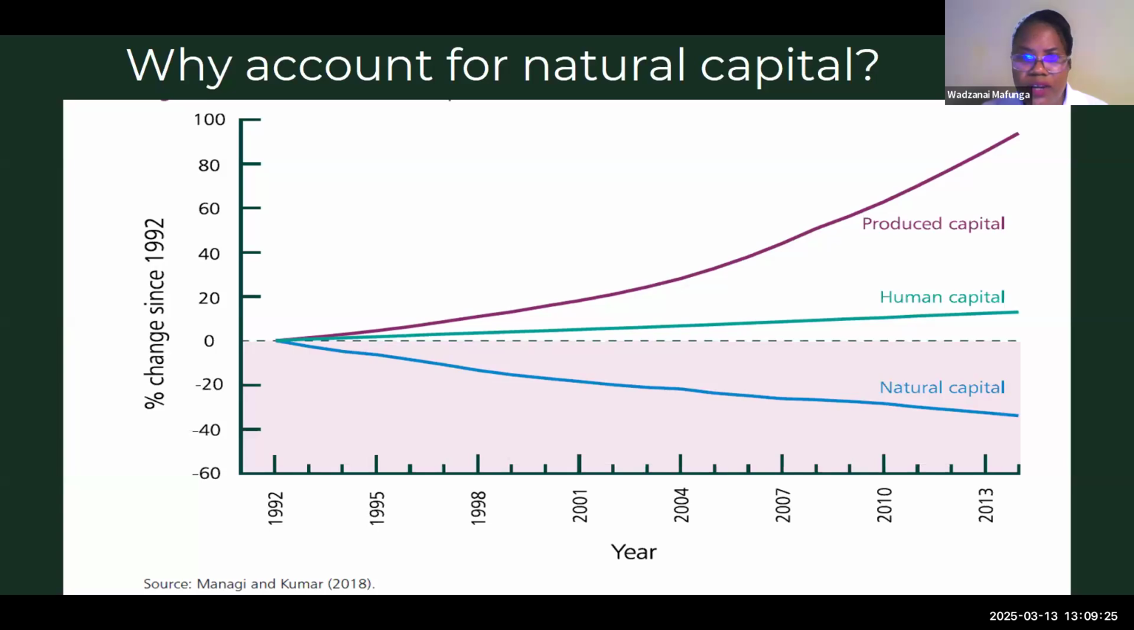So why do we account for natural capital? There was a study by Managi and Kuma in 2018, where they tracked the accounting values of produced capital, human capital, and natural capital. And you can see that over the years in that observed period, there was such an increase in produced capital, while natural capital has decreased drastically, and this is a cause for concern. Next slide, please, Sam.